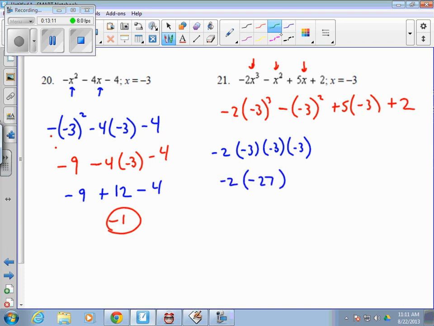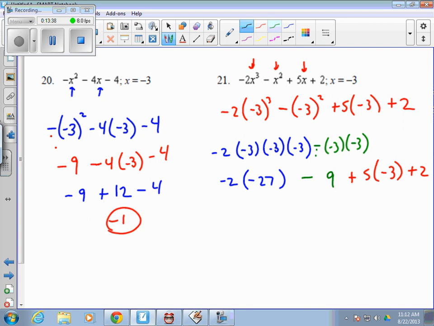The next part says negative 3 squared. So now we have negative 3 times negative 3, which is a positive 9. So we bring down a positive 9, but you have to bring down the minus that's in front of it. And then the next x doesn't have any exponents at all, so we'll bring it straight down. Plus 5 times negative 3 plus 2. Do all your multiplication on this next step.